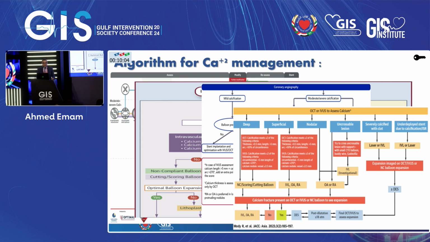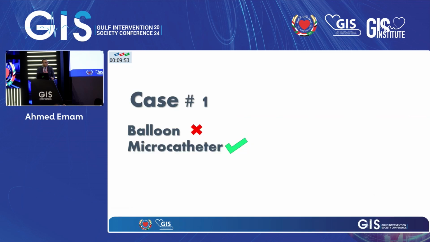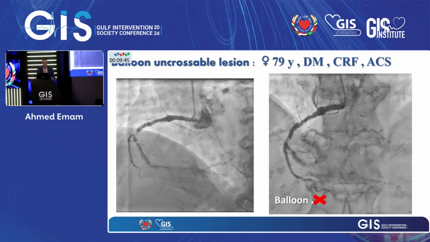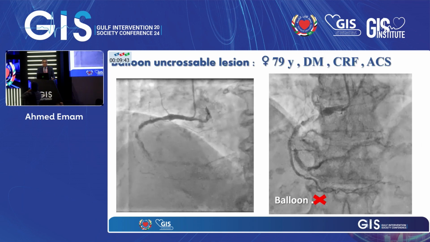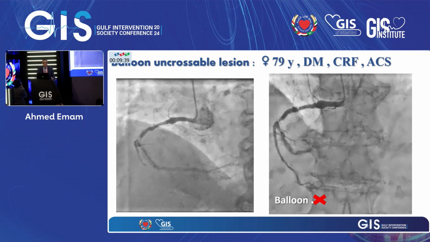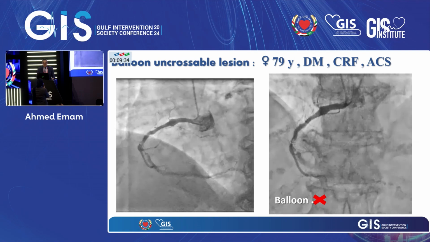For most of the algorithms, the key point is the balloon-uncrossable lesion. For the balloon-uncrossable lesion, maybe the solution here is easy. So this is case number 1. This is an around 80-year-old diabetic patient presented with acute coronary syndrome, with a super tight mid lesion in the RCA. The balloon is not crossing distally.